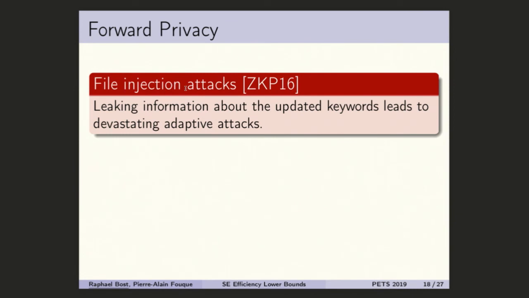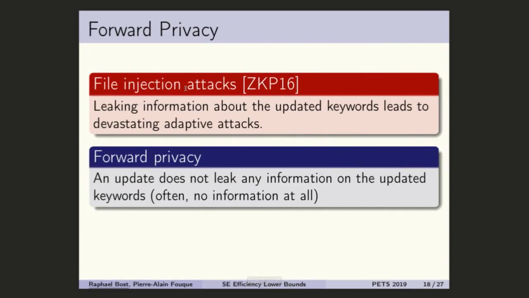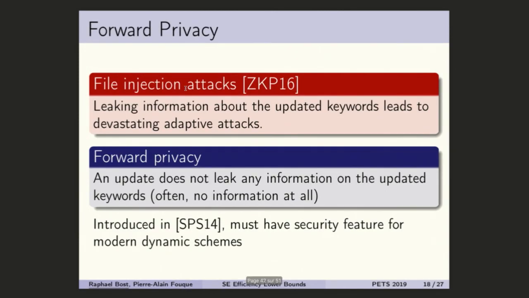So very quickly, for the last 2 minutes I have, I'm going to go over forward privacy. Forward privacy is a defense against what we call file injection attacks. These are active attacks that allow you to decrypt the entire database or the queries if your scheme reveals some information about updated keywords during an update.